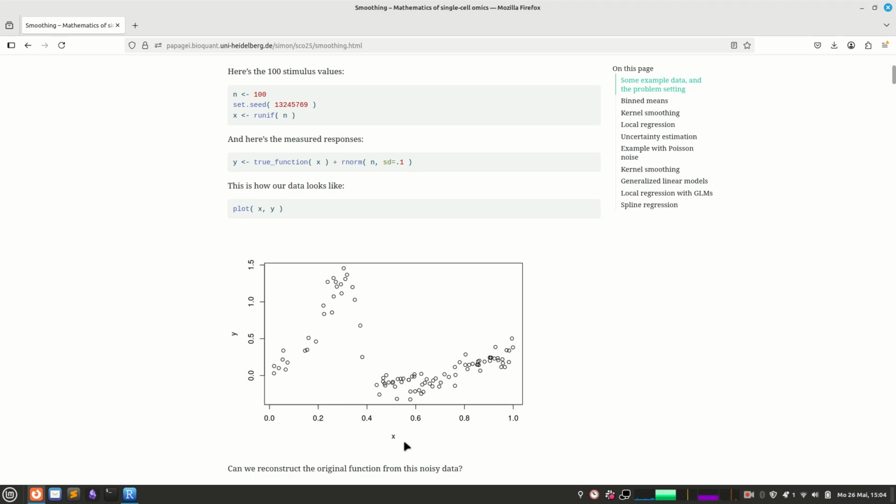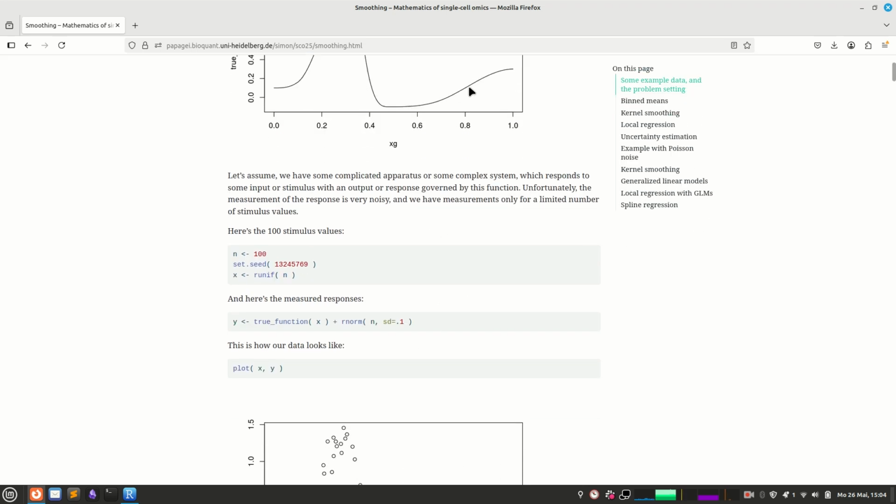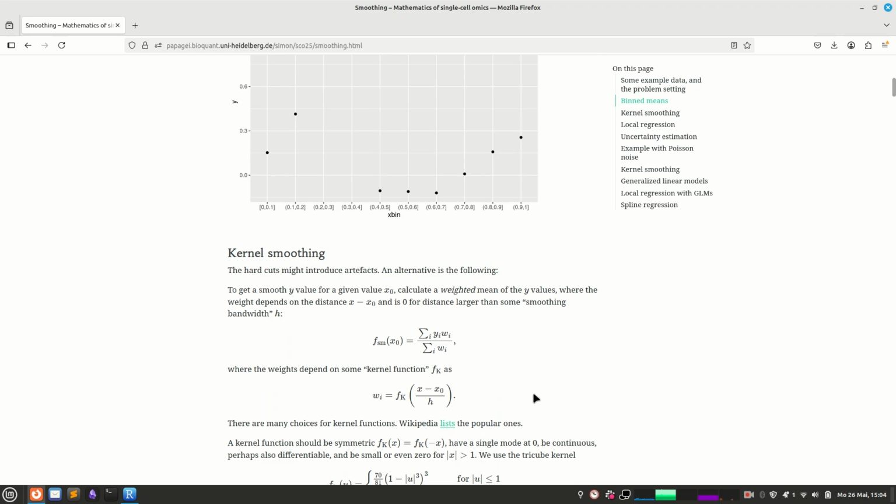And the noise works very well that we sort of measure at a certain point x and we get a value y, which deviates from the curve by some random noise, which we simulated by adding a normally distributed noise. And then we looked at different ways how to do that.